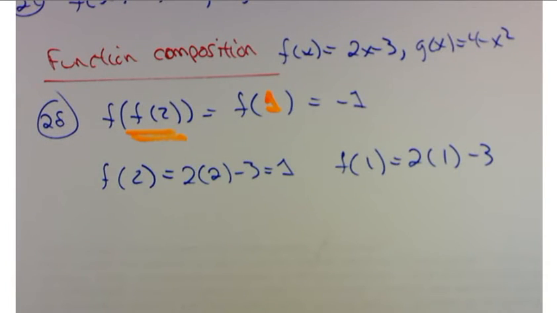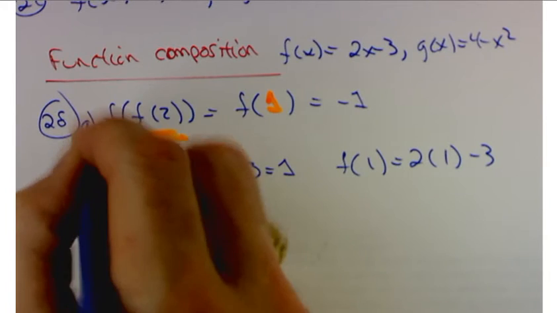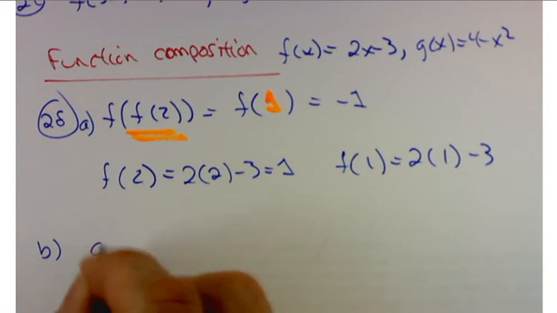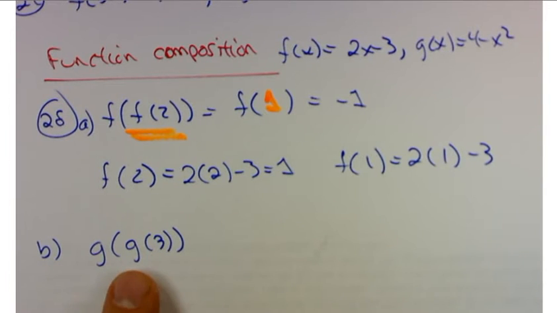I guess we'll do part B as well. So this is part A. Part B is g of g of 3. So this time we need to work with our other function and see what we can come up with when we do g of g of 3. So I'll give you a chance to work on this one.